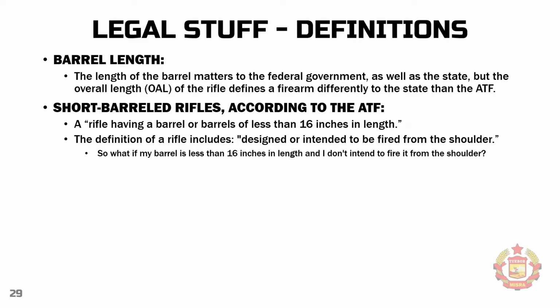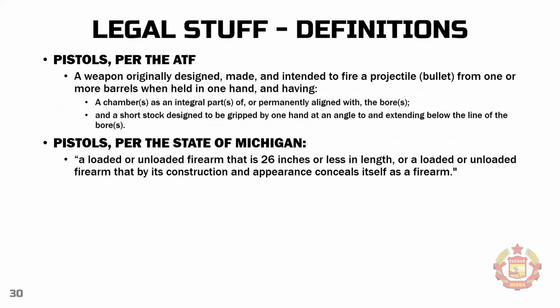The definition of a rifle includes, if you remember, that it's designed or intended to be fired from the shoulder. So what happens if your barrel is less than 16 inches and you don't intend to fire it from the shoulder? What if it doesn't have a stock? If it's a 4-inch barrel? Usually that would classify as a pistol, but not in all cases. It's very confusing. I'm sorry. If I could change some of these things, simplify them, it would be great.